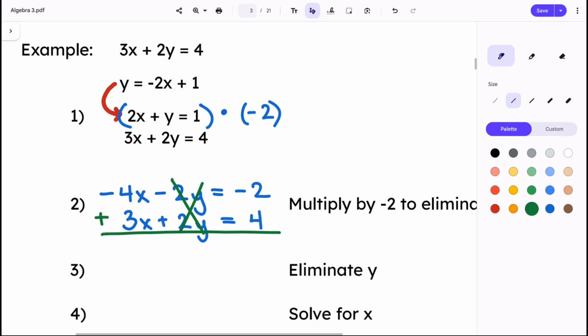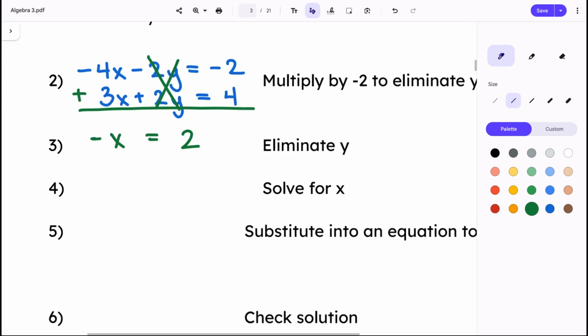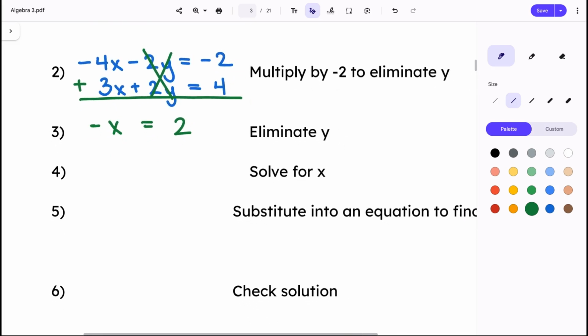What's a negative 4x plus 3x? Negative 1x or just negative x. And what's negative 2 plus 4? Not 0. Oh, no, sorry, that's the 2. Okay, I can't keep x negative, so we have to switch its sign. So it just becomes negative 2. There's your x.